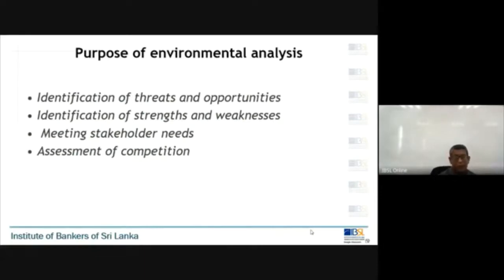So what is the purpose of environmental analysis? There are 4 purposes. We need to analyze our environment to identify the threats we are facing, identify the opportunities, understand our strengths and identify our weaknesses, meet stakeholder needs, that is, understand the needs of the stakeholders, as well as assess the competition.